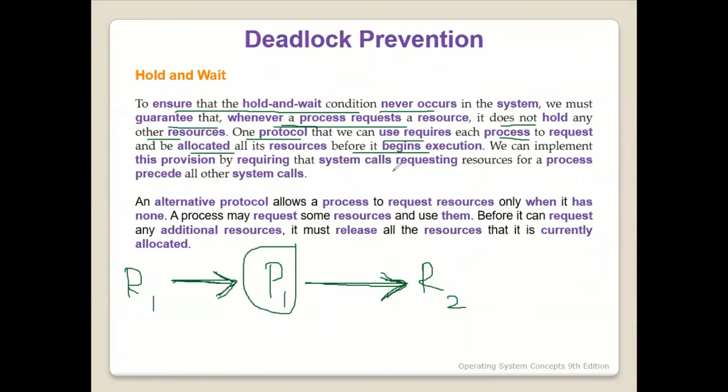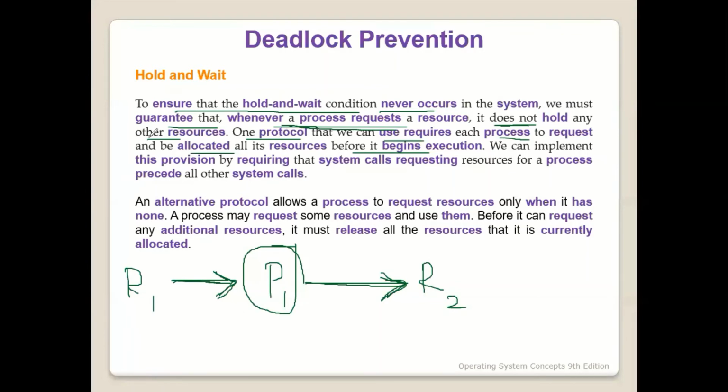So we need to have a protocol to make sure that if process P1 is requesting R2, it should not hold another resource. Whenever a process requests a resource and does not hold any other resource, then you won't have this hold and wait situation. You have hold and wait when a process requests a resource and at the same time holds another resource. If you don't have this situation, there is no hold and wait. Can you get the idea?